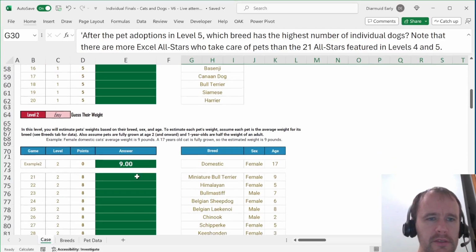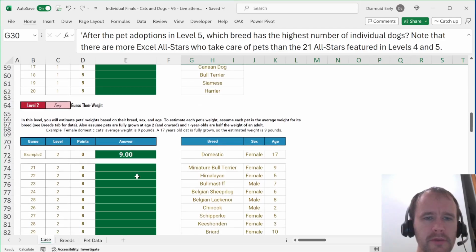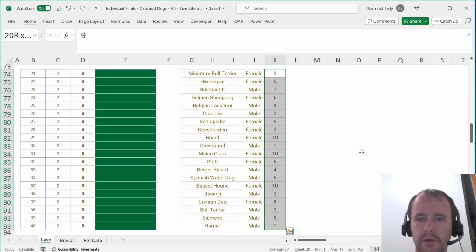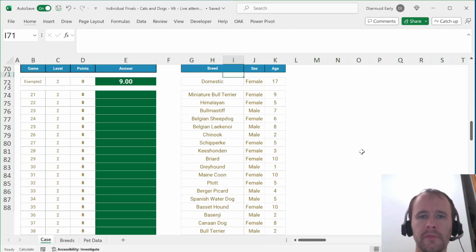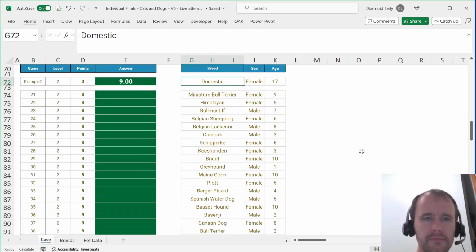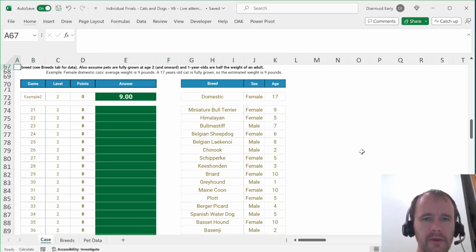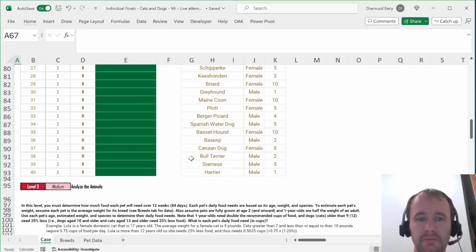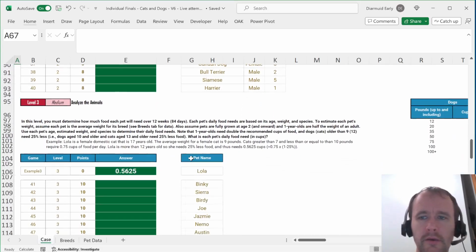Guess their weight. In this level, we will estimate pets' weights based on their breed, sex, and age. So each pet is the average weight for its breed. See breeds tab. Also, the pets are fully grown at age 2 and onward, and 1-year-olds are half the weight of an adult. Okay, cool. Fine. So we got a breed and sex that corresponds to a weight. Got it. Clear. And then we have to just halve it if it's 1. Simple.